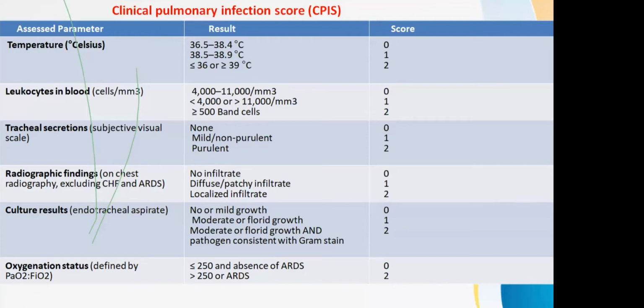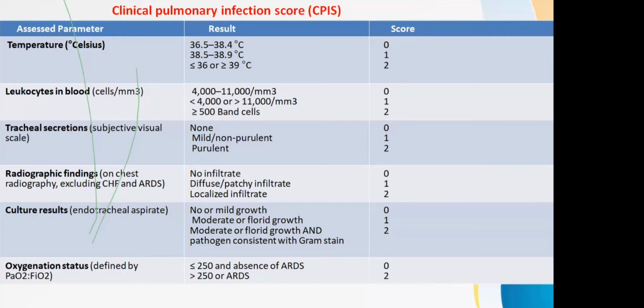Then, as I said, the X-ray picture shows you a way of seeing things when the VAP is starting. If there are no infiltrates, it is scored as 0. If patchy infiltrates are there, it is 1, and if it is a localized form, it is scored 2. Then the culture results, endotracheal aspirate. The CPIS score itself helps you decide whether to label the patient as VAP or not.